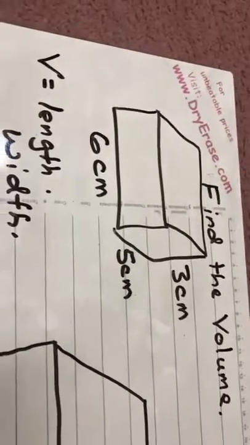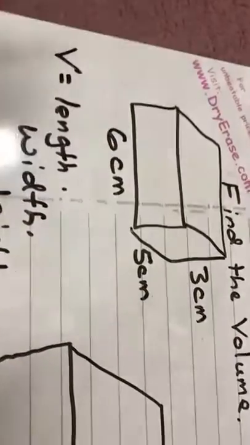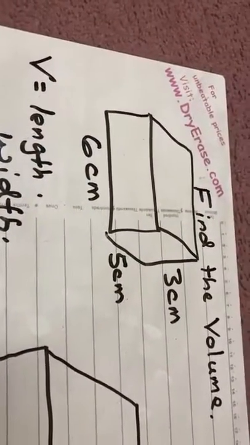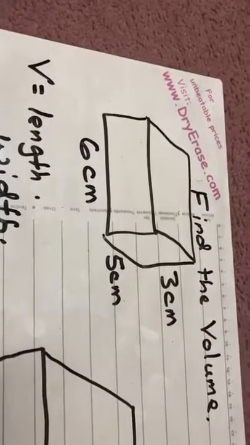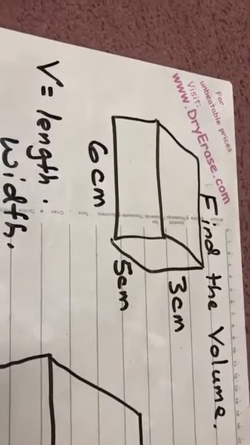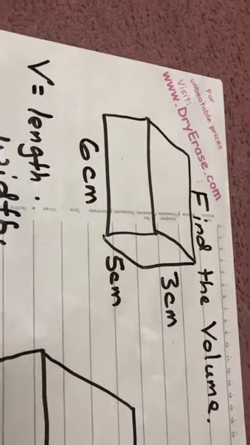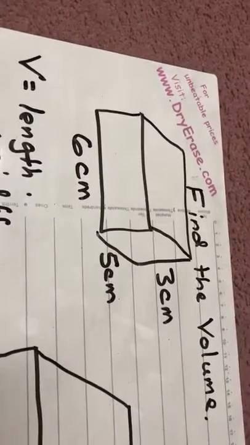Now remember, when we know the length, the width, and the height, since it's all just multiplication, it does not matter what order we multiply the numbers in. As long as we multiply correctly, we'll get the same answer every time.